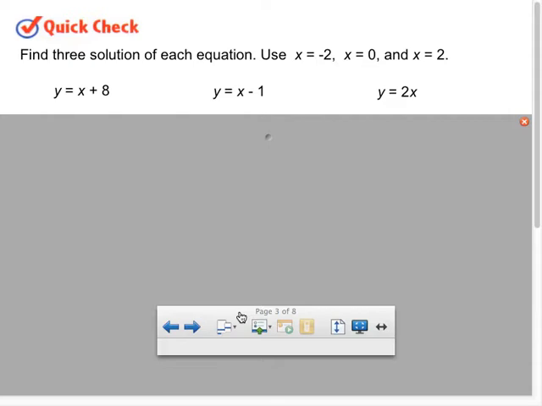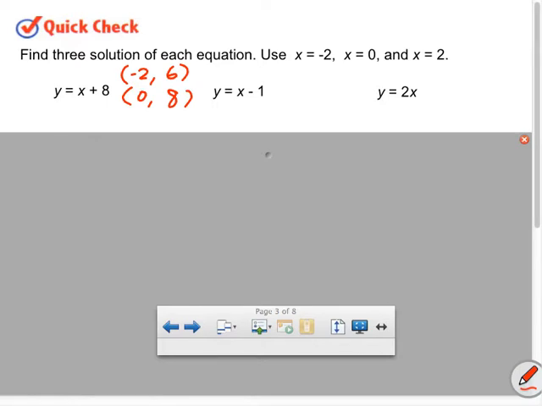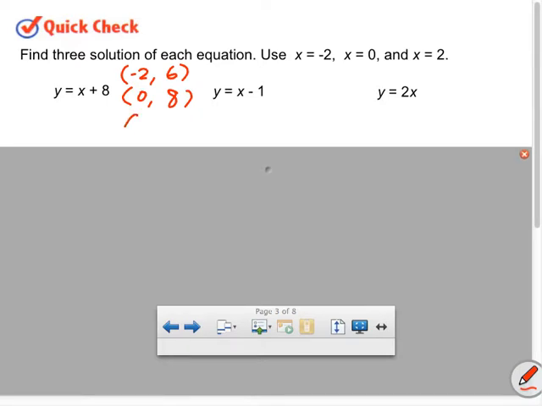So what are my solutions to the first equation? If I put in negative 2, what do I get back for my y? Negative what? It's just going to be 6, because negative 2 plus 8. Use the number line in the classroom if you need it. Who's got the next solution for when x is 0? What's it going to be? 8. Very good. And then my third solution? 10. So if I substitute 2, I get back a 10.